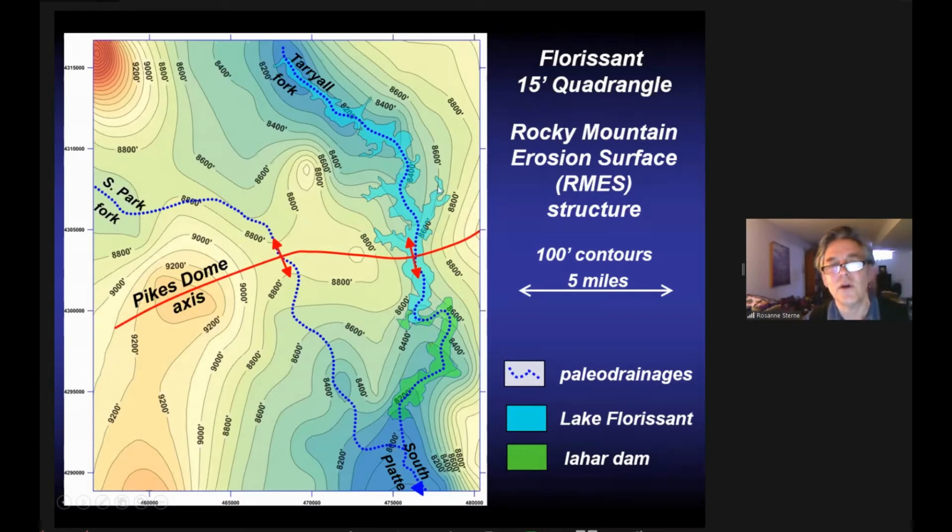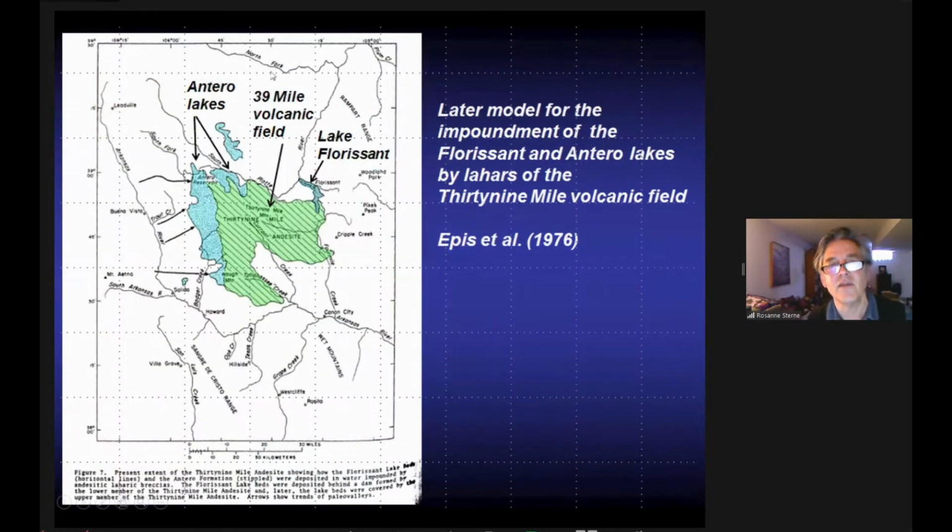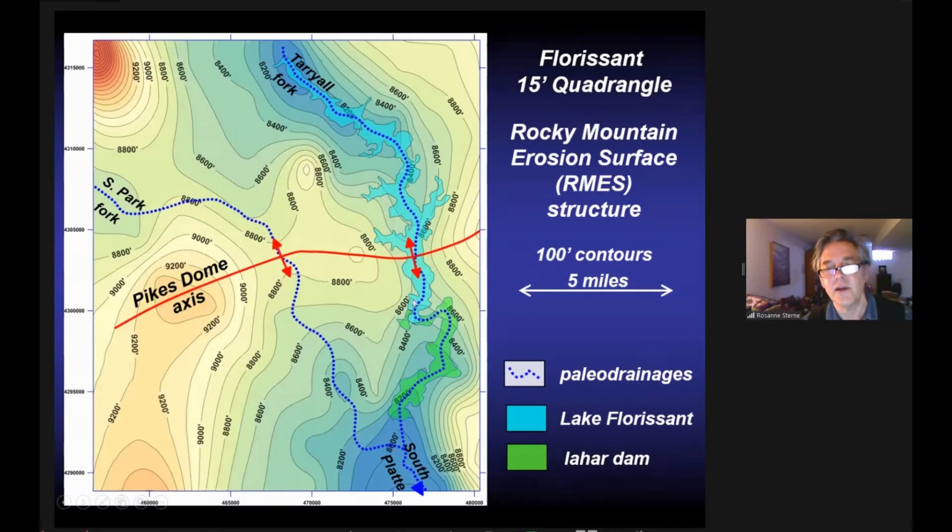So here are 100-foot contours on that surface, and you see there's a low here along the blue, which is Lake Florissant. I think I have a slide out of order, but we'll find out. This is the Florissant Valley. This is where the Tarryall Creek came down and flowed down to the South Platte, and the South Platte out of South Park joined it to flow down to Canyon City.